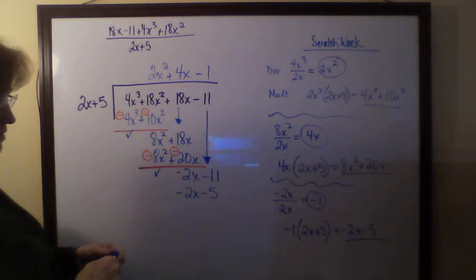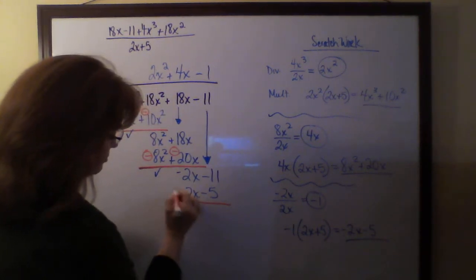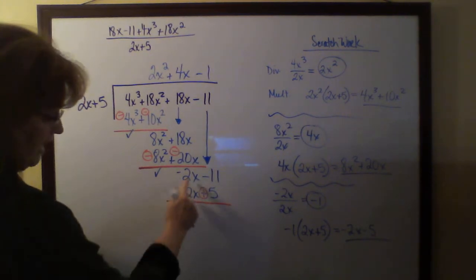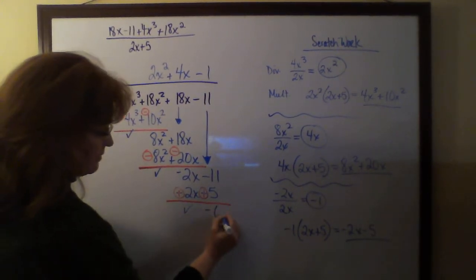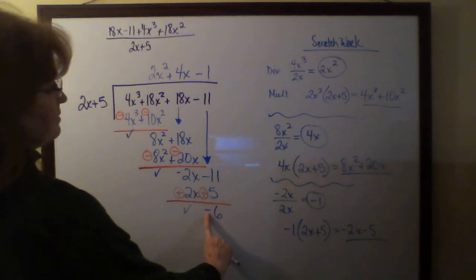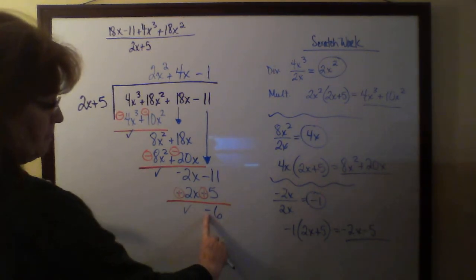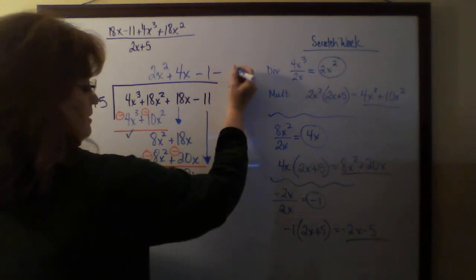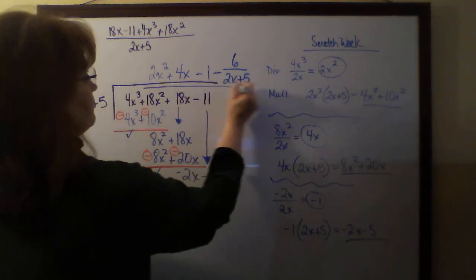Okay, now it's time to subtract. Remember, subtraction means draw your line, change your signs. Okay, got what I wanted here. These two cancel, negative 2x and positive 2x. Negative 11 plus 5 gives us negative 6 remainder. The proper way to write this is the minus sign is going to go between the quotient and the remainder, the fraction remainder. So it'll be minus 6 over the divisor 2x plus 5 like this. There you go.